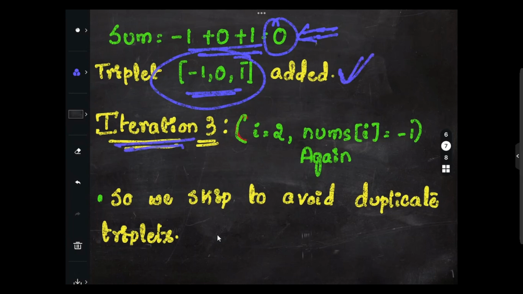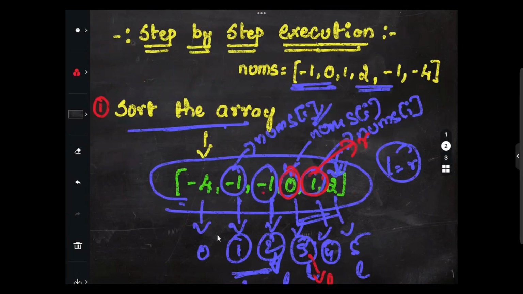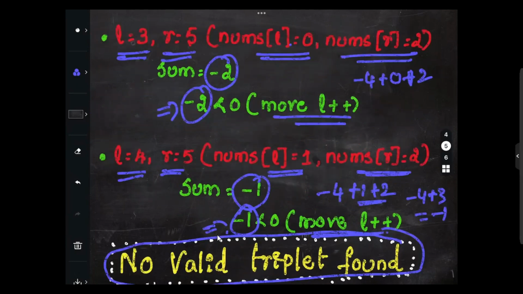Next, let's move on with iteration 3. I equals 2 and nums of I is -1 again. Previously, the first time we considered this one as nums of I, then we considered this one as -1, and third time we are considering this -1 itself. So this one got repeated again. We have already done for -1.